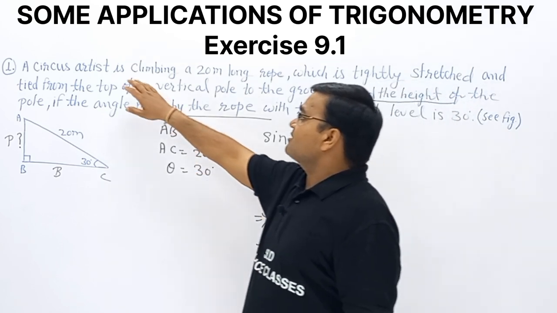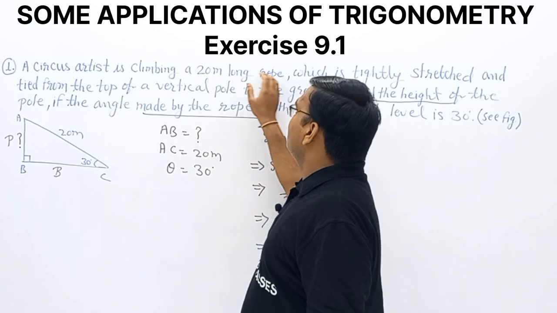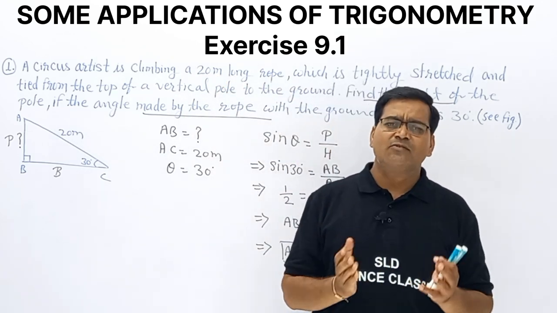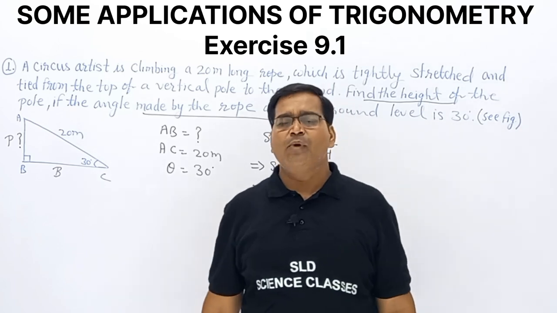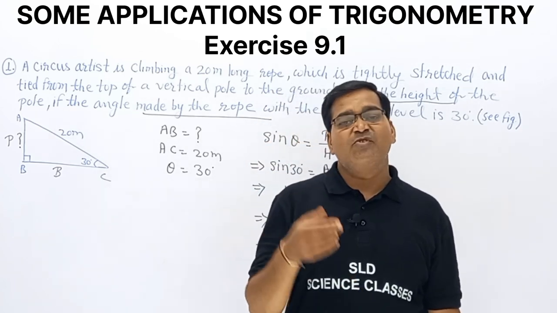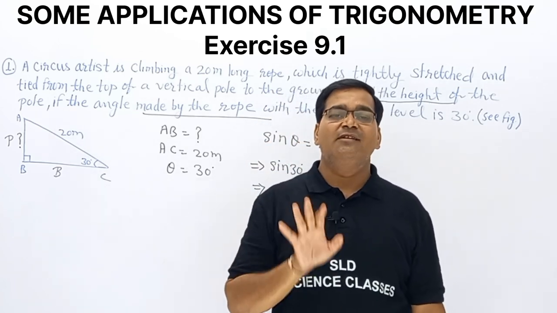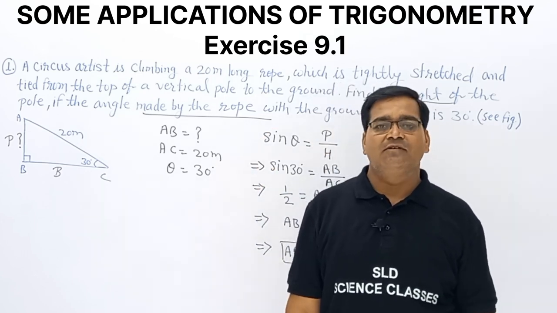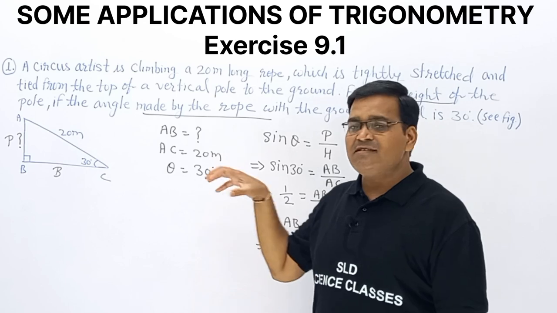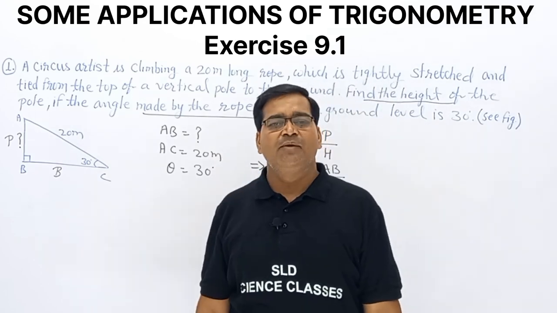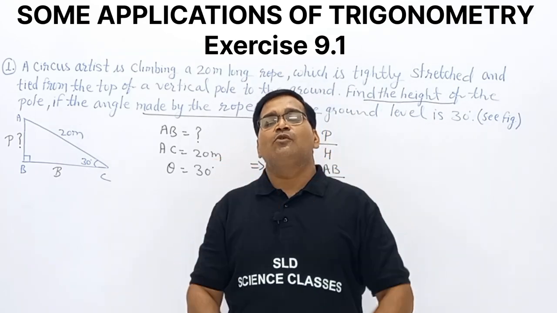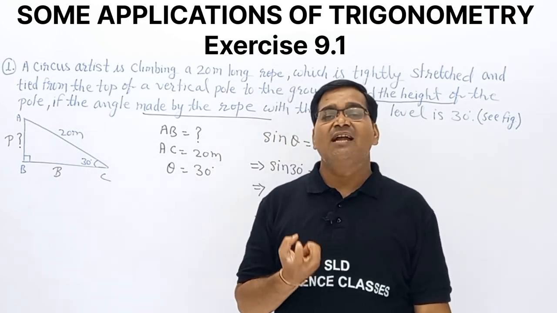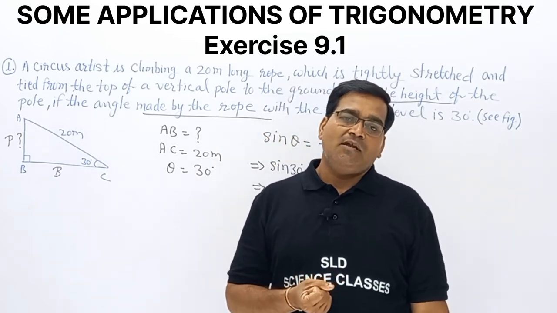Observe, a circus artist is climbing a 20-meter long rope. These are the applications. We studied introduction to trigonometry, all things required, 6 trigonometry ratios, some specific angles, trigonometric ratios, and trigonometric identity. We studied in chapter 8, introduction to trigonometry. But in this chapter, it is linked to trigonometry, and by using the trigonometric ratios, we will solve some questions. So these are some applications of trigonometry.